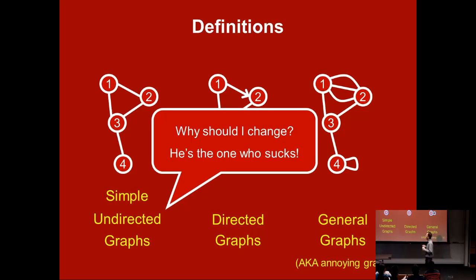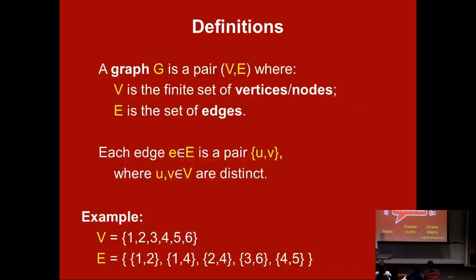You can imagine these graphs saying, why should I change my name? He's the one that sucks. For this reason, I think he has a good point. So for the rest of this class and in general, we're going to call these objects graphs. And if we want to allow directed graphs, we'll say so. And if we want to allow general graphs, we'll say so. So from now on, graph means an undirected graph like this, which I haven't defined yet, but that's what I'll do now.